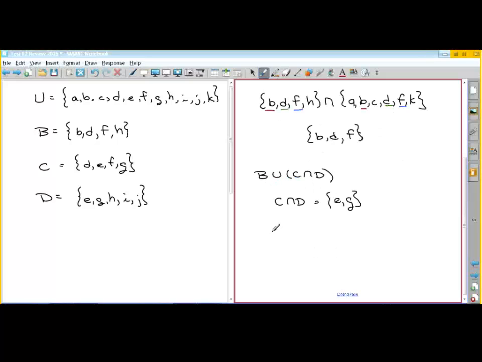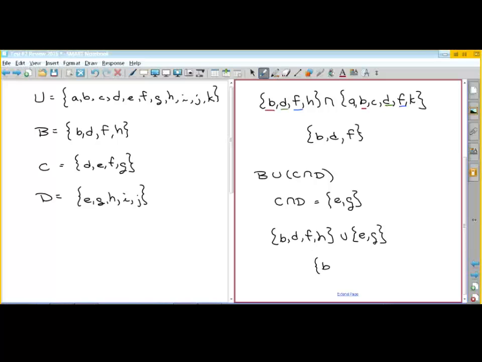So if I want to find this, I could write out B. Set B is B, D, F, H, union this result, which is E, comma, G. And remember, when you have the union of two sets, you create a third set, and it's the elements that are in either this set or that set.